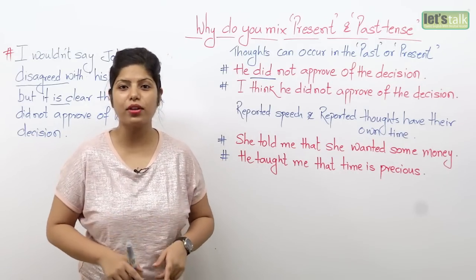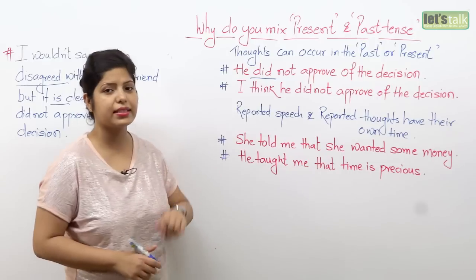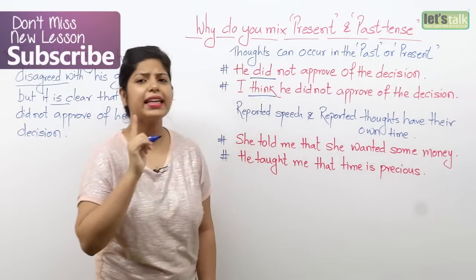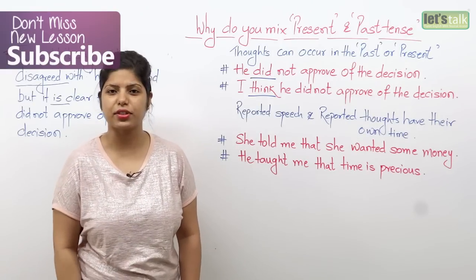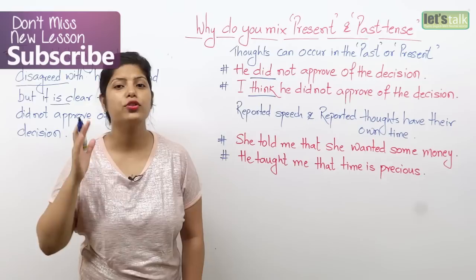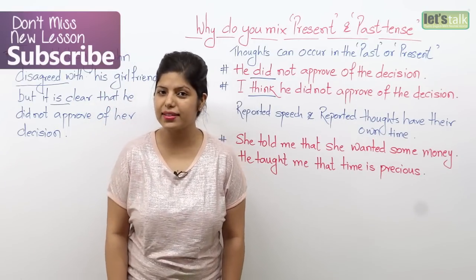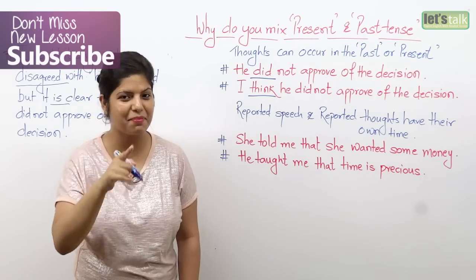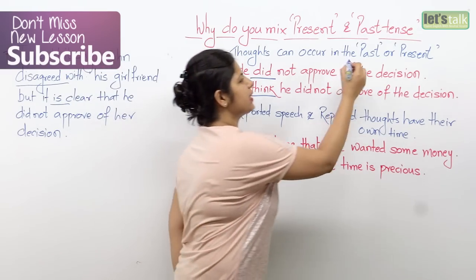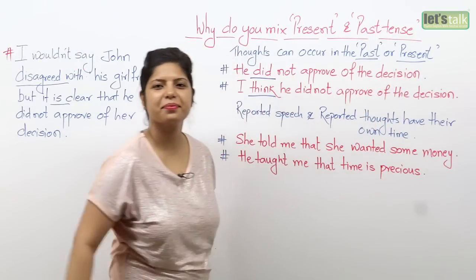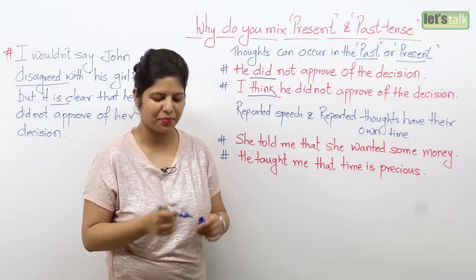Now, if I want to think about this in the present, I can also say, I think he did not approve of the decision. So here, John's action of not approving happened in the past. However, when I think about it, I can either think in the past or in the present. It's as simple as that.